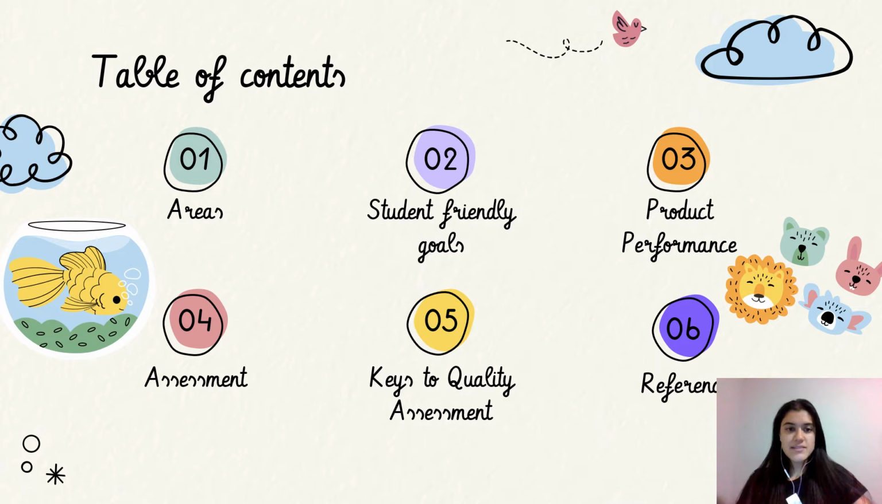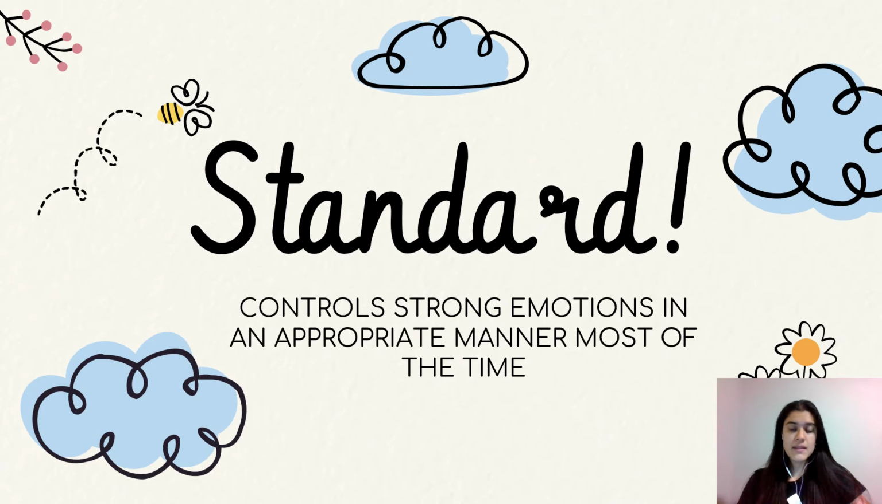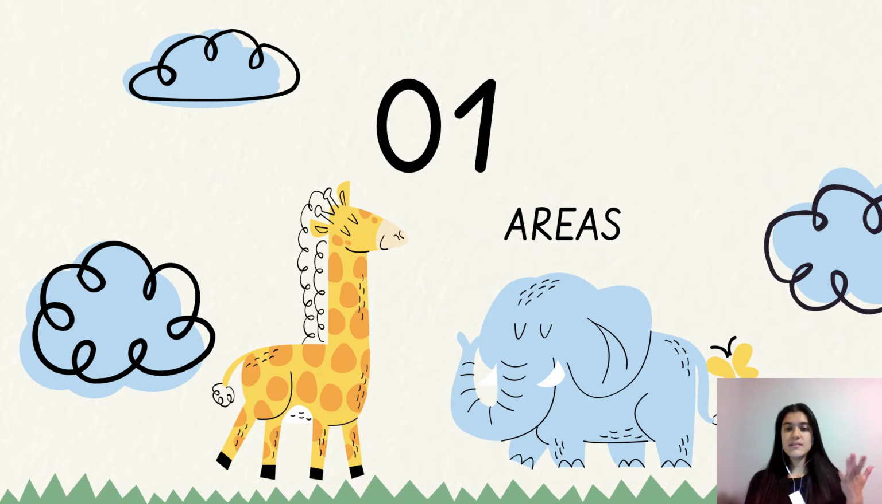The table of contents: first area, second, student-friendly goals, third, product performance, fourth, performance task rubric, fifth, keys to quality assessment, and sixth is references. So we have as a standard: controls strong emotions in an appropriate manner most of the time. So these are the areas.